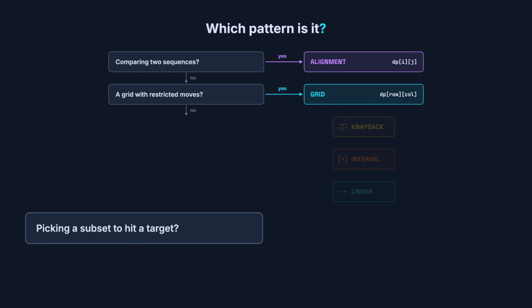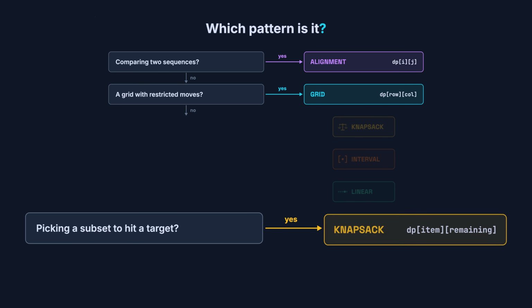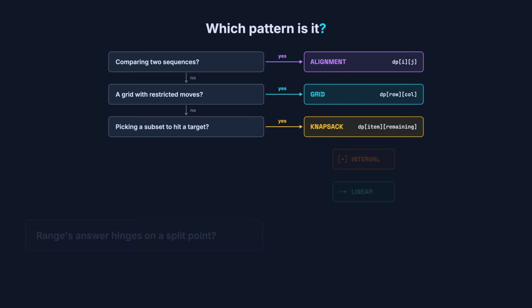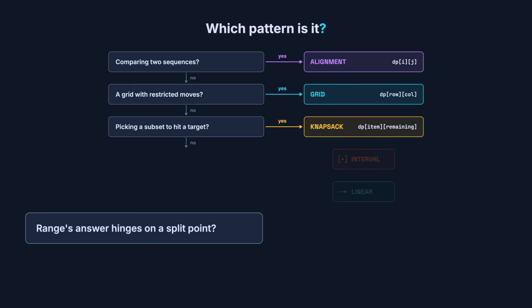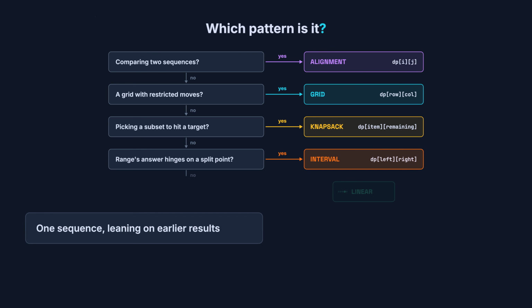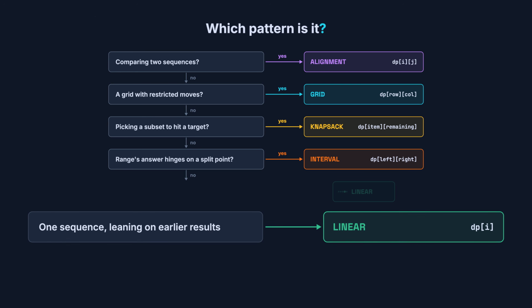Next, are you picking items from a list to hit a target? Then it's your position in the list plus how much of the target is left. After that, is the problem about a range that shrinks or splits, like the palindrome or the balloons? Then your state is the 2 ends of the range. And if it's none of those, but you're moving through one sequence step by step, your state is usually just your position, DP of I.